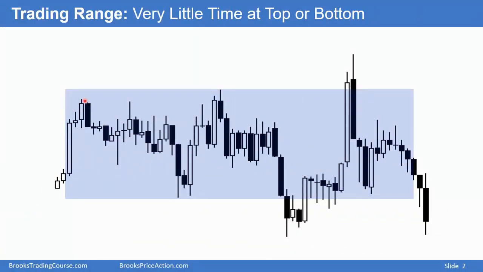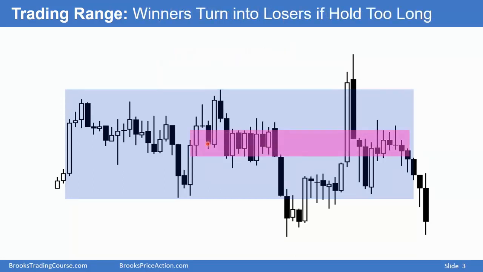When the market's in a trading range, it does not spend much time at the top or at the bottom. It usually reverses back toward the middle of the range, and most of the trading takes place in the middle of the range. Prices keep getting pulled back to the middle. And in general, that's a bad area to be trading.